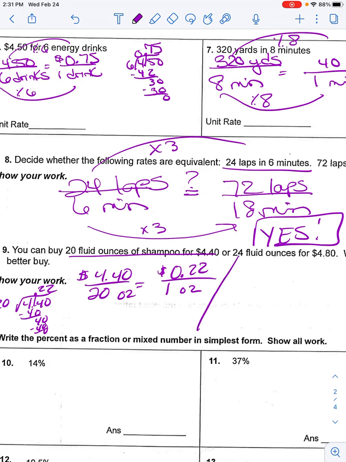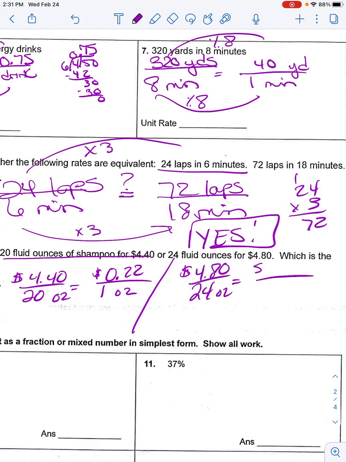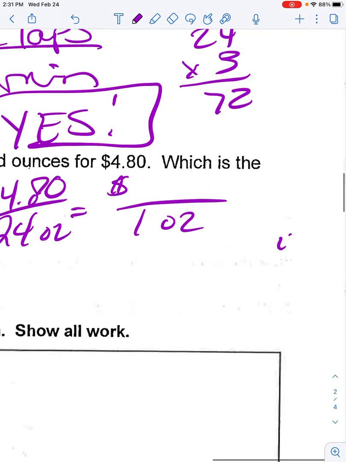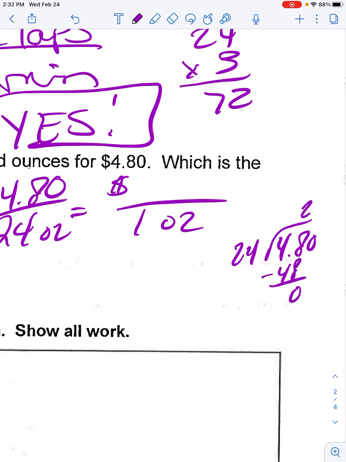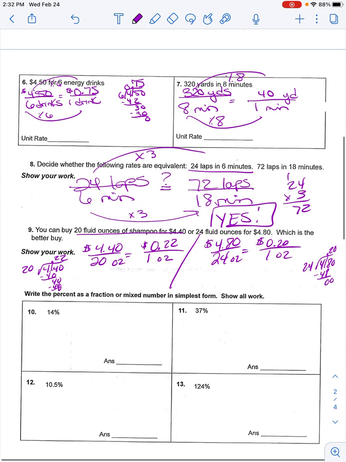Okay, let's look at the other one. It is $4.80 for 24 ounces. We want to know how much money it is for 1 ounce. So we're going to divide by 24. 480 divided by 24. 20 cents per ounce. Okay, so they're very close.